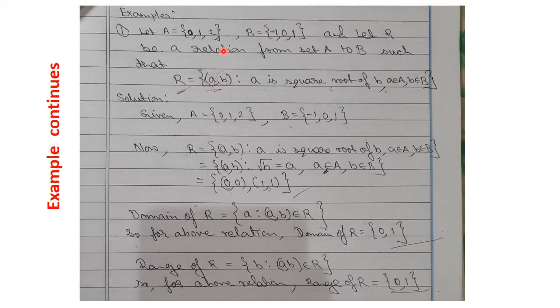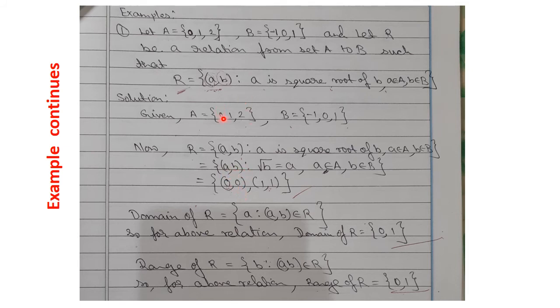Now, example of a relation. Here I've taken two sets A and B. A contains 0, 1, 2 and B contains -1, 0 and 1. And here relation R is defined as the set of all ordered pairs where the first component is the square root of the second one. So here A and B are given to us, and R is defined as the set of all ordered pairs where the first component is the square root of the second one.